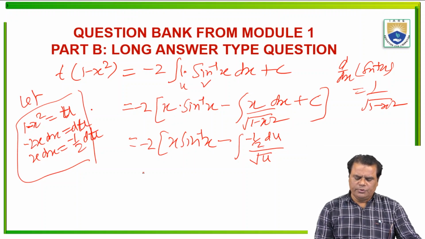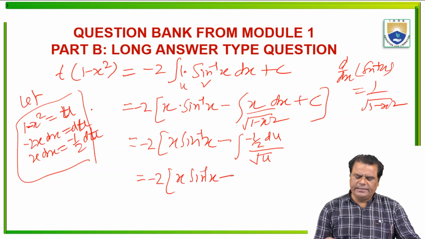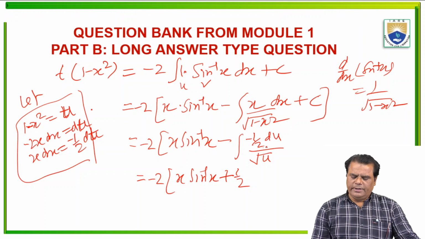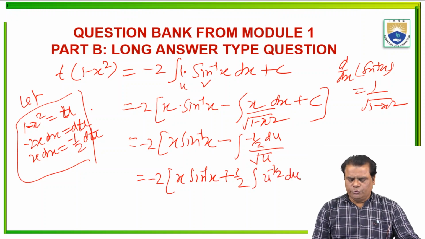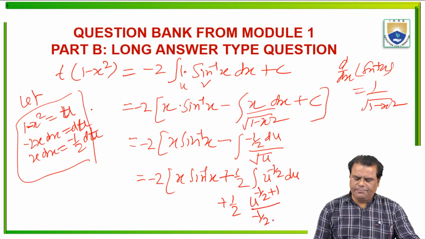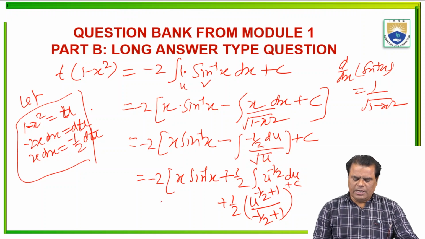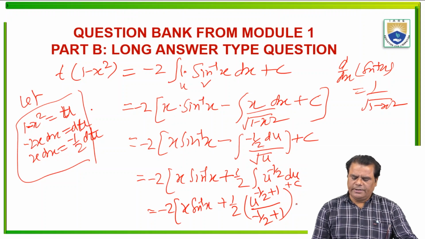Integrating this term, here minus 2 x sine inverse x and minus, plus half, and here u to the power minus half du. So this integration is 1 upon 2, u to the power minus half plus 1 upon minus half plus 1, and plus c. Here is also plus c, and here is plus c. Now minus 2 x sine inverse x and plus c.